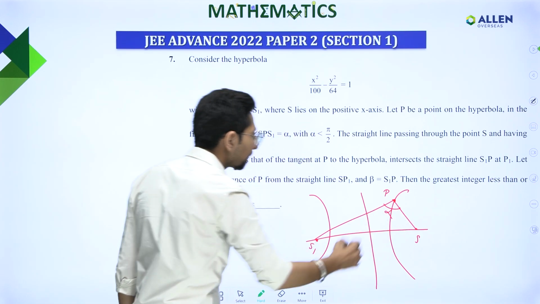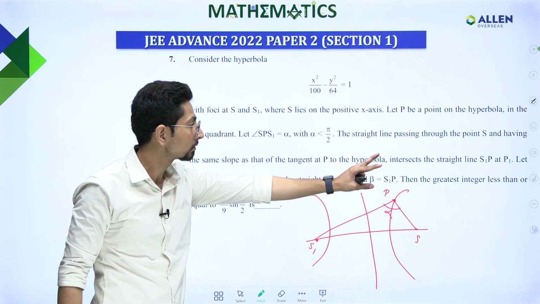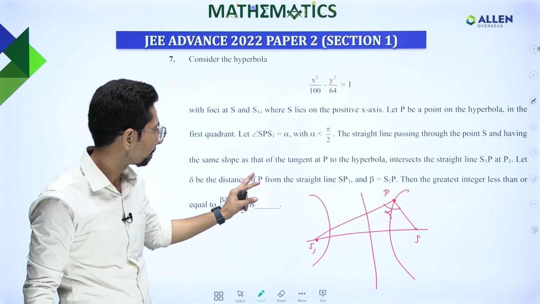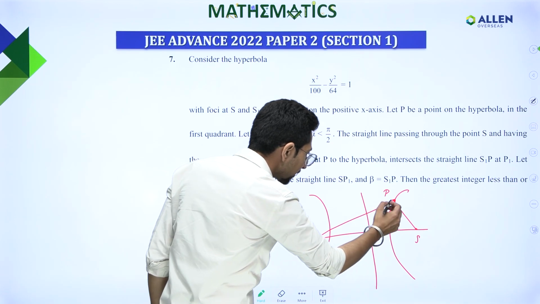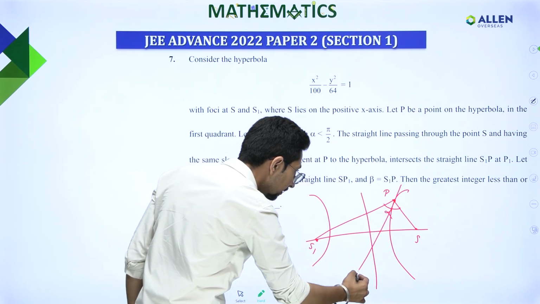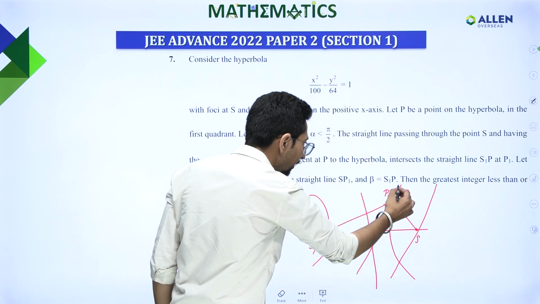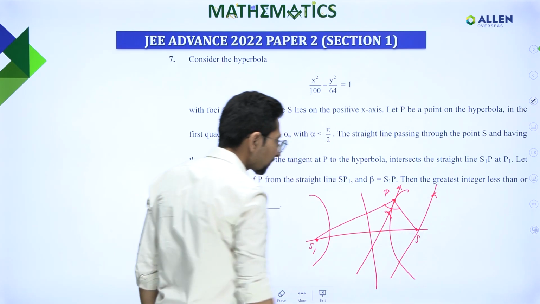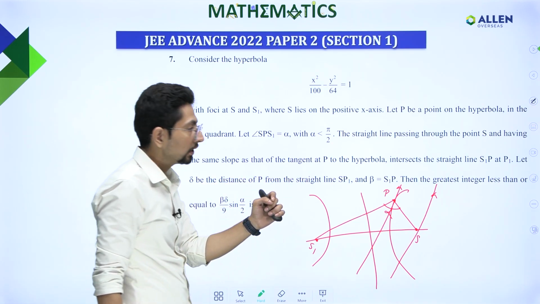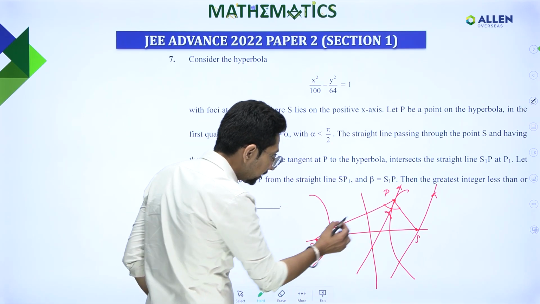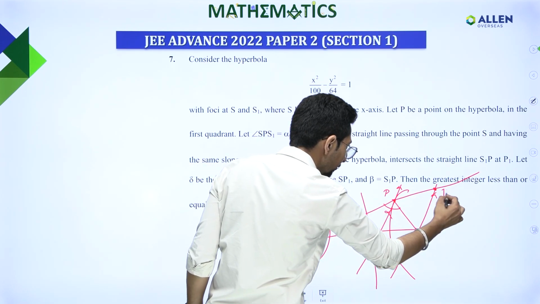Now, alpha is less than pi by 2, and the straight line passing through S and having the same slope as that of the tangent at P to the hyperbola. So, the tangent at P and the line through S that is parallel to this tangent, right? These two lines are parallel to each other. It intersects the straight line S1P at P1, right? S1P is extended and this line is intersecting at point P1.